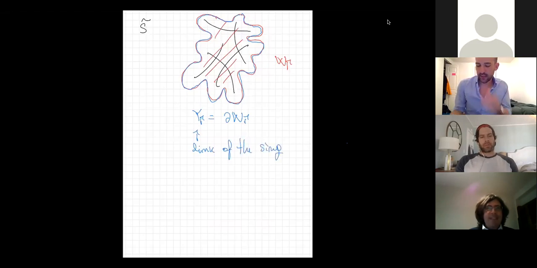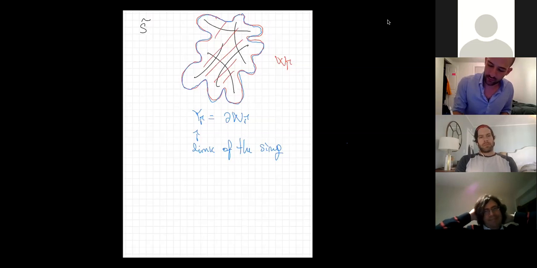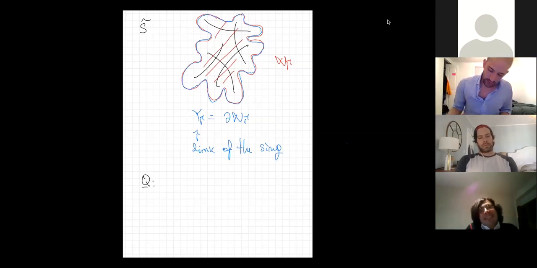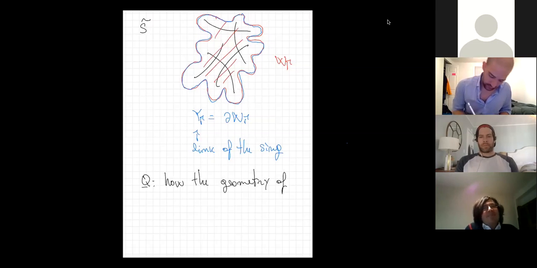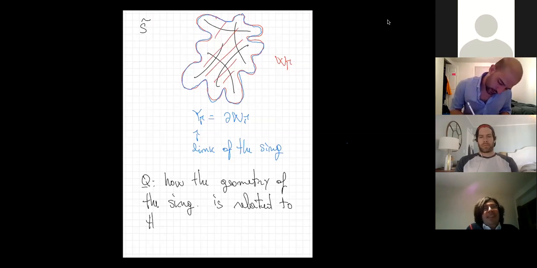And this is kind of a trend in singularity theory. The question is, what analytic properties of the singularities can be read from the topology of the link? This is the motivating question: how the geometry of the singularity is related to the topology of the link.